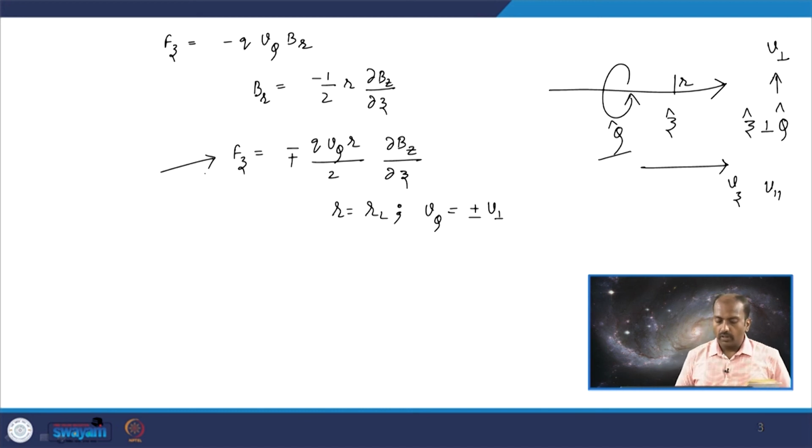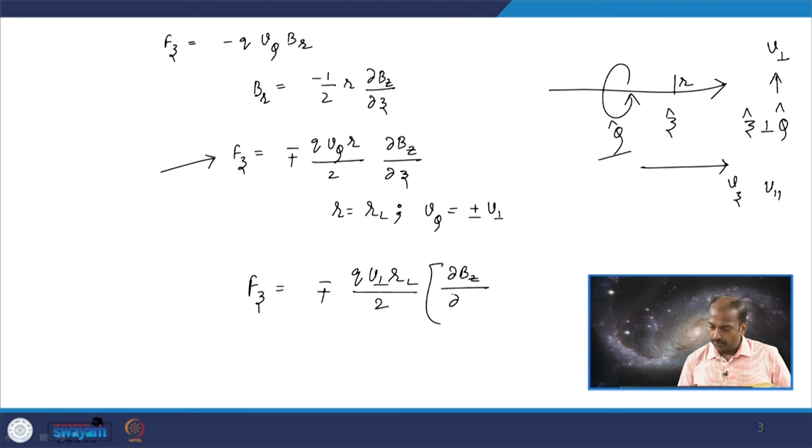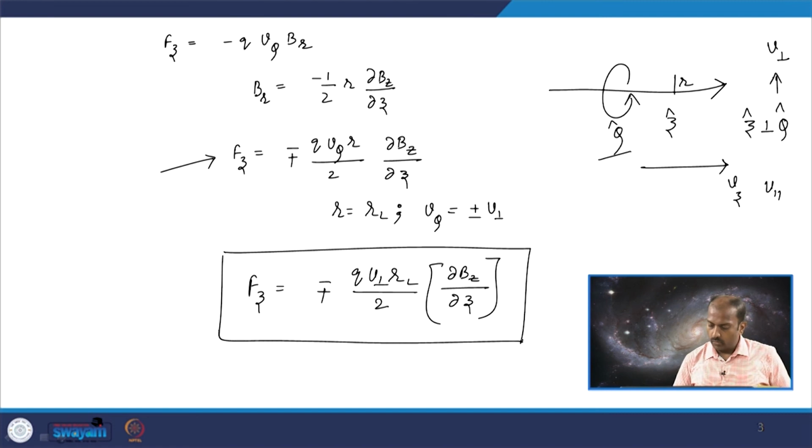The force is clearly due to the magnetic field, nothing else. The velocity component being perpendicular to the magnetic field Bz, Fz is the force resulting from this configuration. So, we can write Fz as minus plus q v perpendicular rL divided by 2 times dou Bz by dou z. So, what is the effect of this particular force?